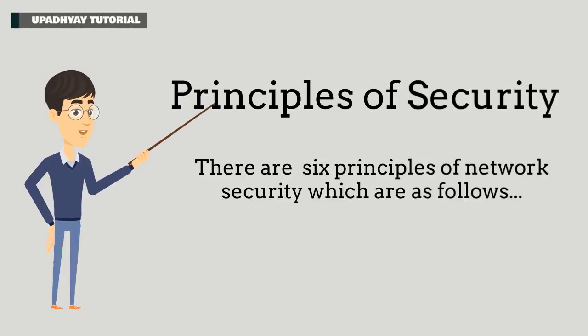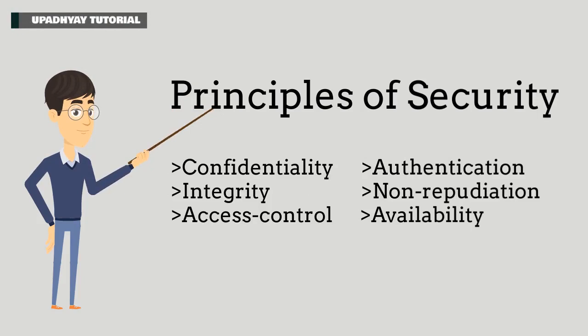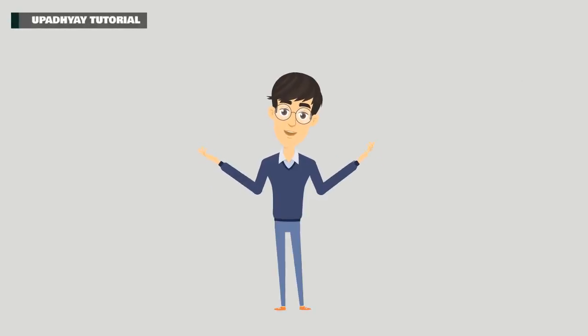There are 6 principles of network security which are as follows. Confidentiality, authentication, integrity, non-repudiation, access control and availability. Now that we know the 6 principles of network security, let us understand each one of them in detail. Here we go.